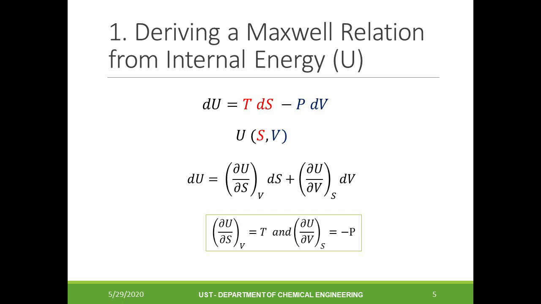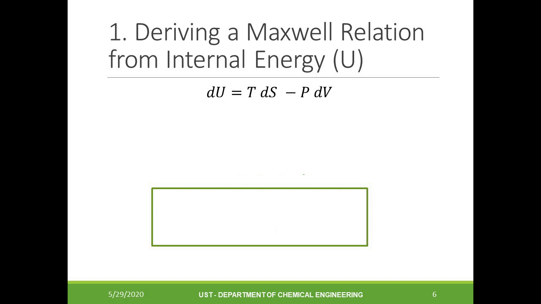Okay, so at this point, we are now ready to derive the first Maxwell thermodynamic relationship. We already know that the internal energy, U, is a state function, and this particular expression here is an exact differential. Now, we are going to apply the idea about exact differentials to derive the first Maxwell equation.